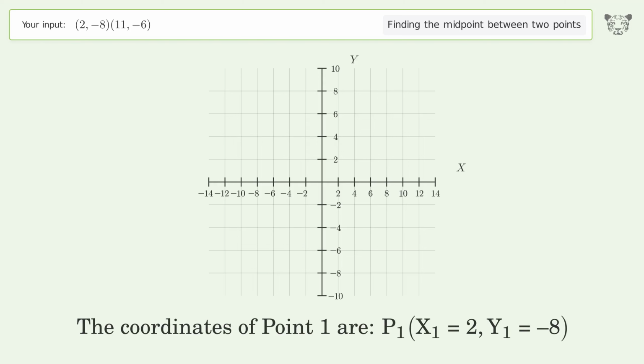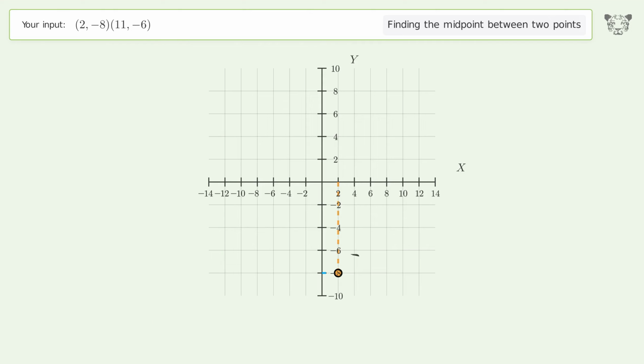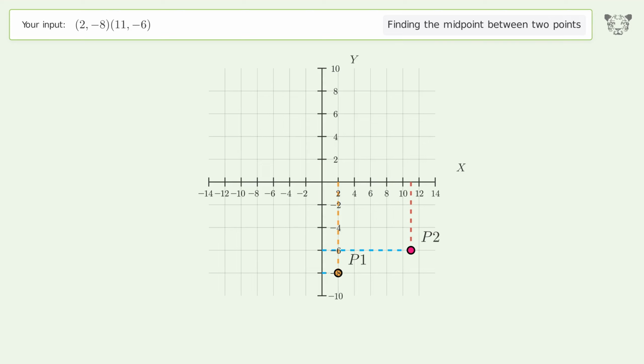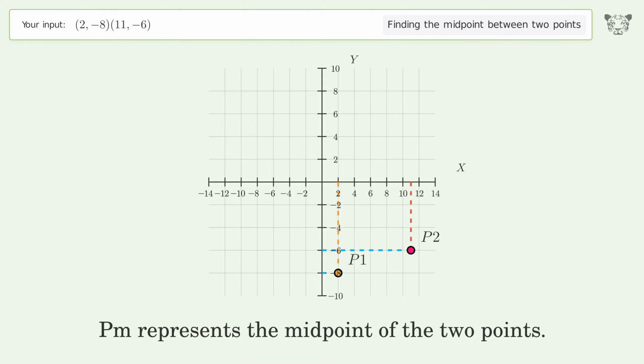The coordinates of point 1 are, x1 equals 2, y1 equals -8. The coordinates of point 2 are, x2 equals 11, y2 equals -6. PM represents the midpoint of the 2 points.